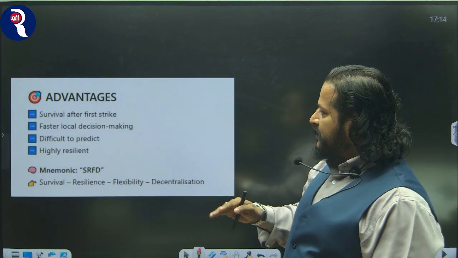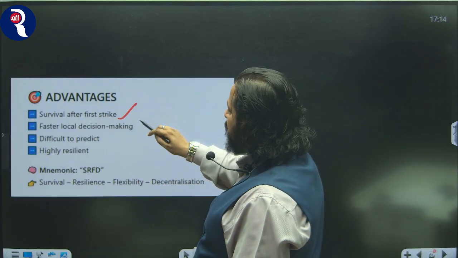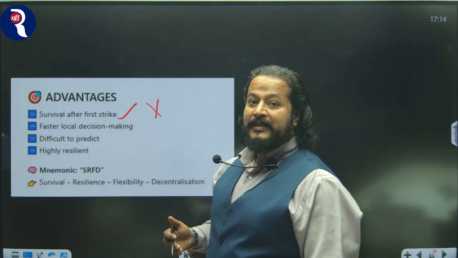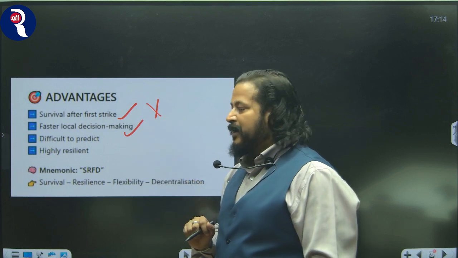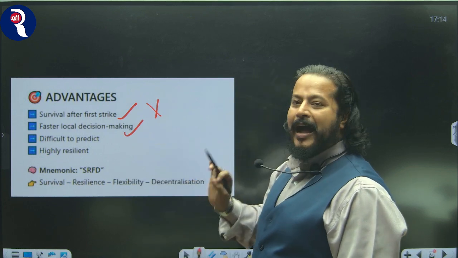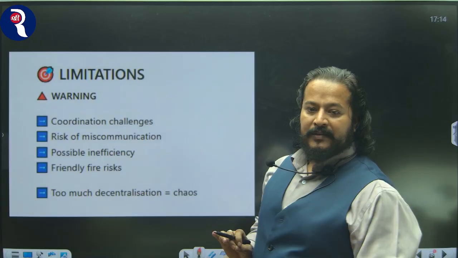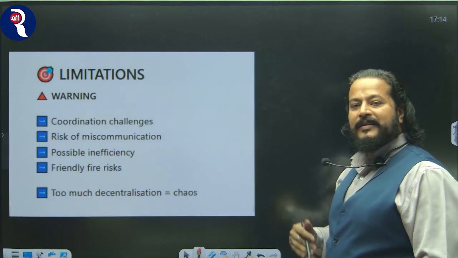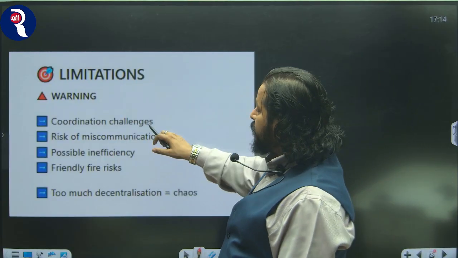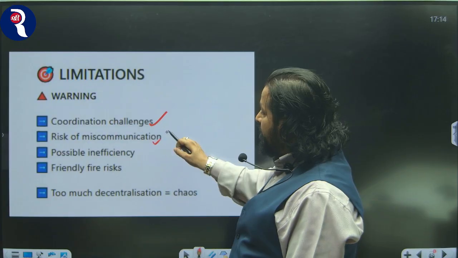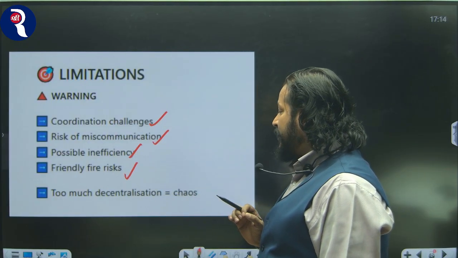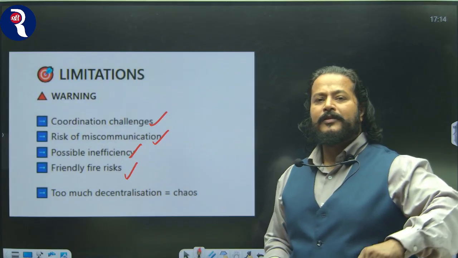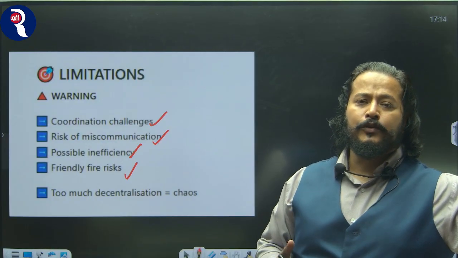Now, advantages: survival after first strike. If one unit is dead, the second unit will take the step. Faster local decision making, difficult to predict, and highly resilient. Next are limitations. In case of any coordination, the coordination can become a challenge. There is a risk of miscommunication, possible inefficiency, and friendly fire risk as well. So too much decentralization can again lead to chaos.